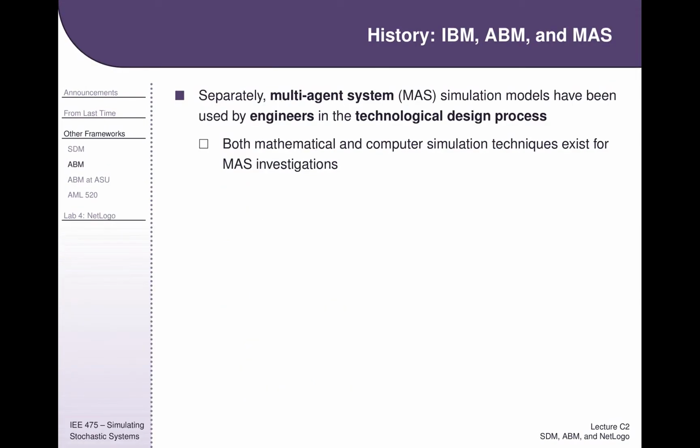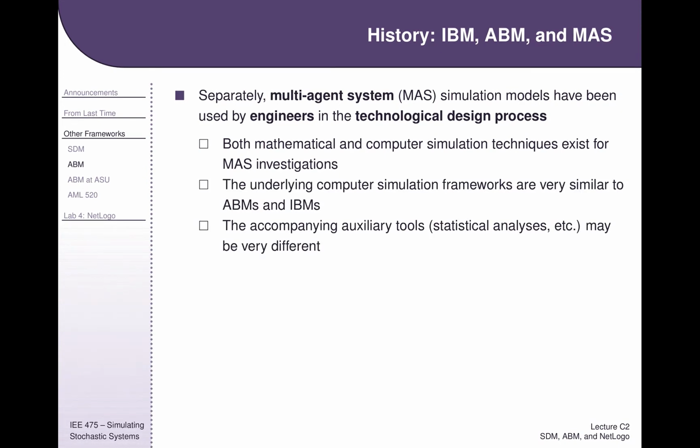So I might use a multi-agent system framework to ask, how do I build 1,000 robots that move around an arena and behave in a particular way, and I want to make sure all of them end up achieving some goal. Well, I might use a multi-agent system framework to simulate those robots to see if that happens. But the underlying frameworks are nearly identical for both the multi-agent systems and the agent-based models or the individual-based models.